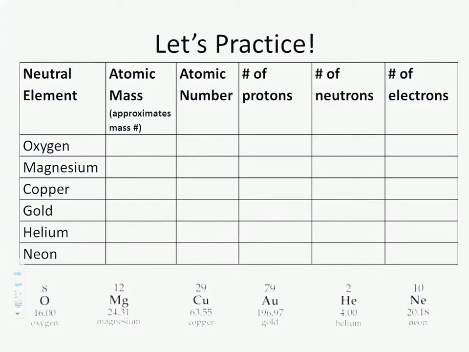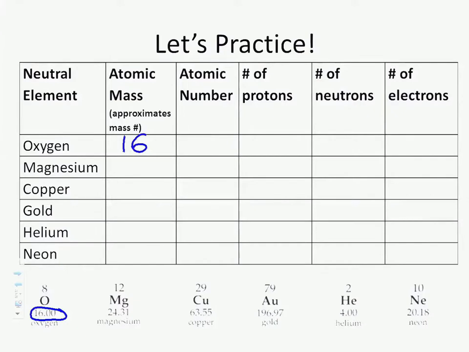I want us to just go ahead and approximate the mass number. So instead of just writing out 16.00 or 24.31, we want to approximate it. And we'll discuss where the atomic mass comes from later in more detail. But for right now, the approximate mass is good enough for us. So for oxygen, the first thing it asks for is atomic mass. So we go to our periodic table, and we find our atomic mass, which I circled there. So the atomic mass for oxygen is 16.